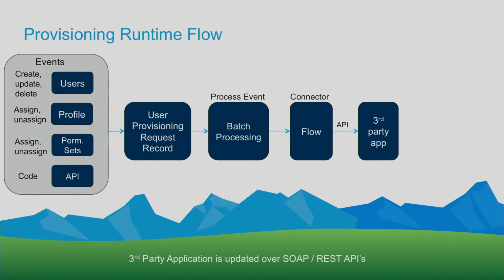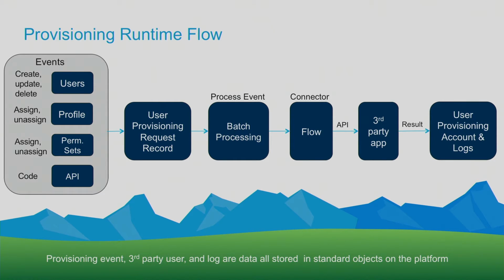The connector goes out to the third party, creates the account or updates the account, and then we store the result within Salesforce. So there are separate objects called user provisioning account and user provisioning log. That stores all of the information of you have an account in this third party, as well as the state of that account. Is it enabled? Is it disabled? As well as the logging information around that activity. So if there was an error, you could then go in and troubleshoot exactly what went wrong.